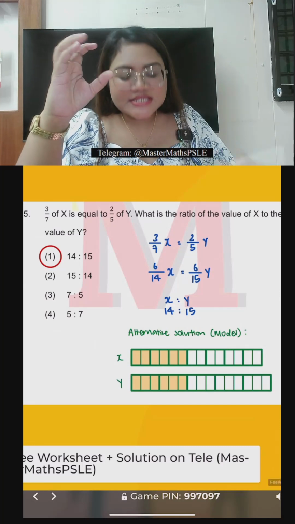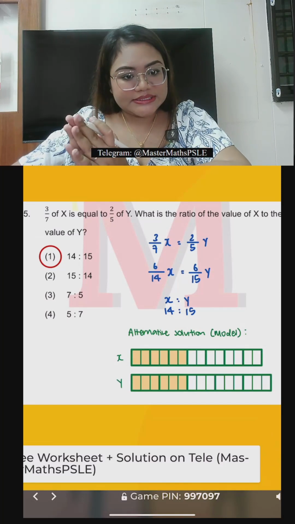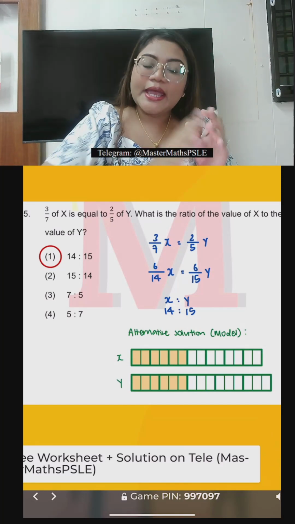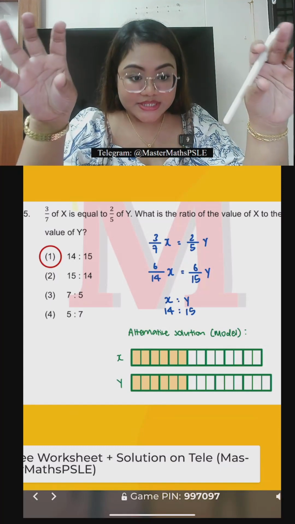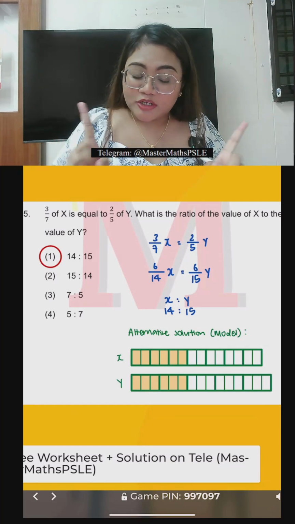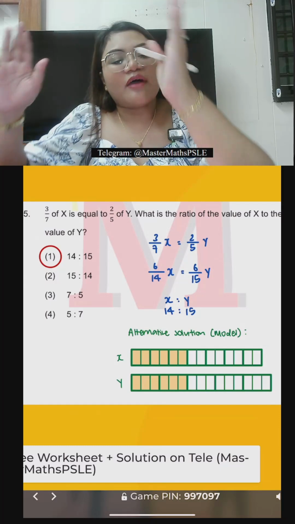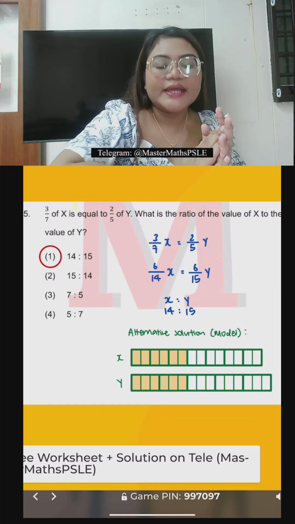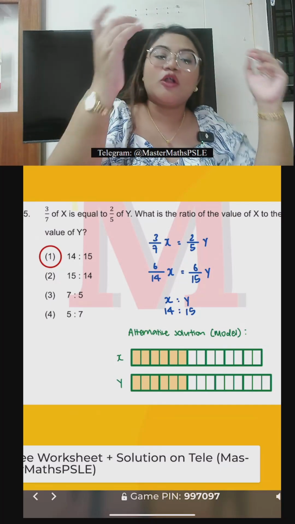The question says "of x", a fraction means a part, right? Part of x is the same as part of y. And parts means numerator, so we make the numerator the same. You cannot make the denominators the same, because the question says part of x is the same as part of y. The question did not say all of x is the same as all of y.